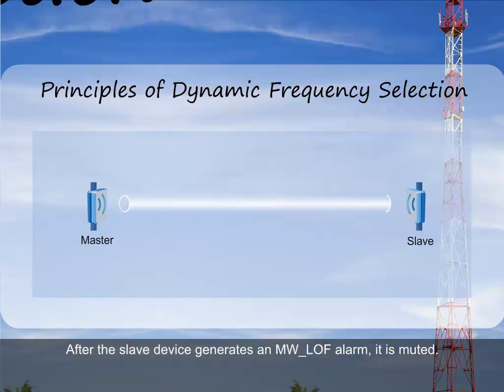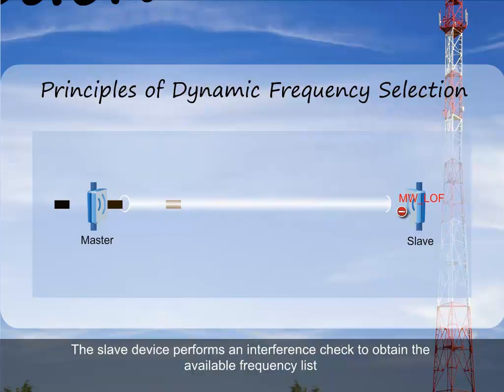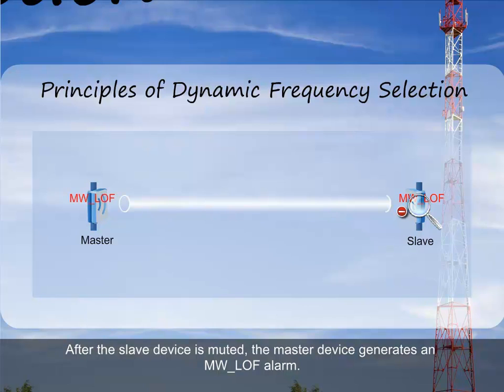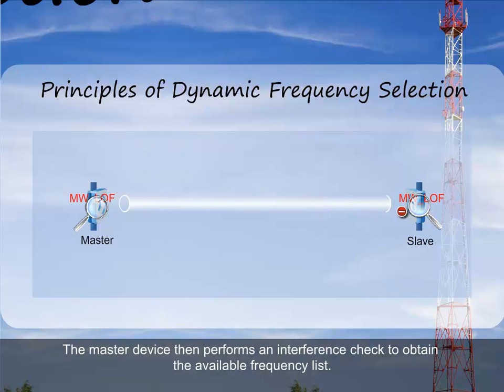After the slave device generates an MWLOF alarm, it is muted. The slave device performs an interference check to obtain the available frequency list and meanwhile determines the transit frequency of the master device. After the slave device is muted, the master device generates an MWLOF alarm. The master device then performs an interference check to obtain the available frequency list.